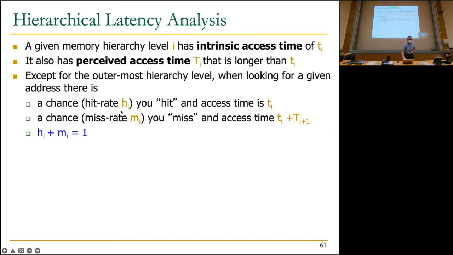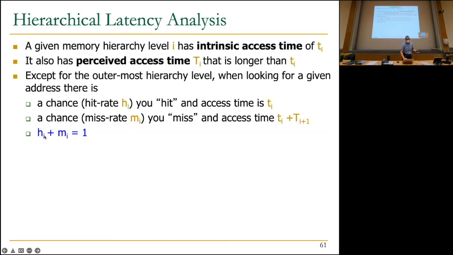there's a chance that you're going to hit. And the access time is going to be only Ti, small Ti, the intrinsic access time. You're going to get the data from that level. And this is the hit rate, Hi. And there's a chance that you're going to miss in that level, meaning you're not going to find the data in that level, so you have to look at the next level. And the access time is going to be small Ti plus large Ti plus 1, because you're going to access the next level, right? You need to search the next level to find the data.